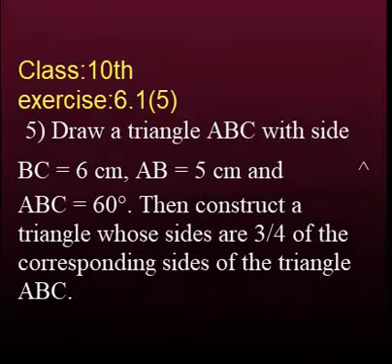Welcome to the construction part in similar triangles for grade 10th. Exercise number 6.1. Let me read the fifth problem. Draw a triangle ABC with side BC 6 cm, AB 5 cm and angle ABC equal to 60 degrees. Then construct a triangle whose sides are 3 upon 4 of the corresponding sides of the triangle ABC. Children, this is different from the rest of the problems. Let me see how to construct this one.